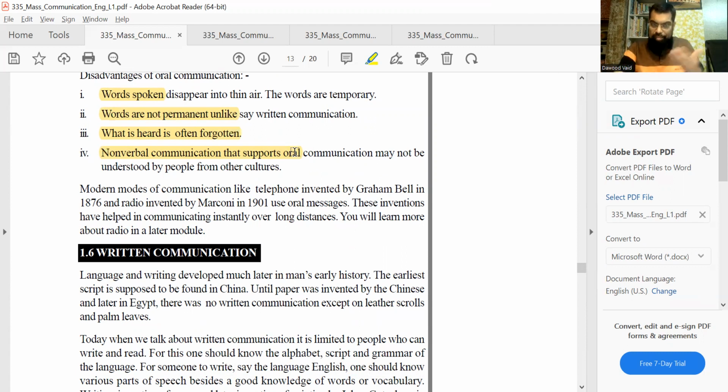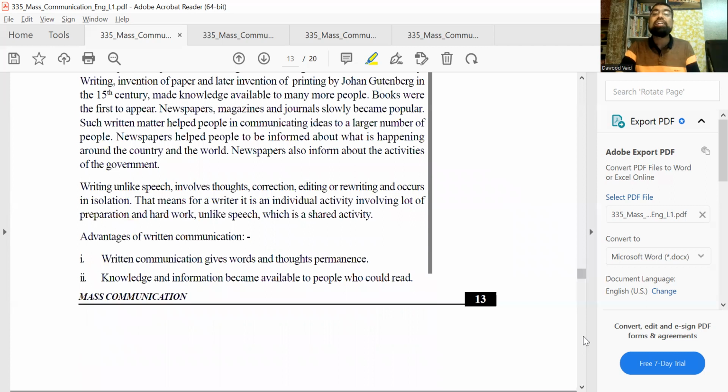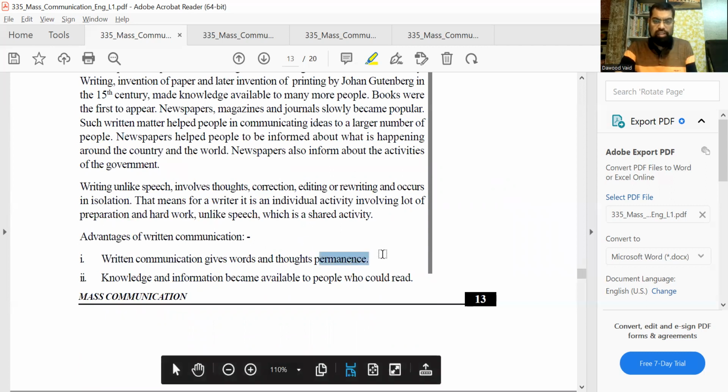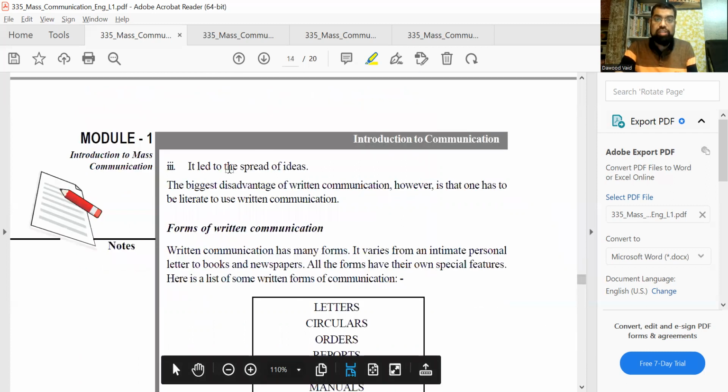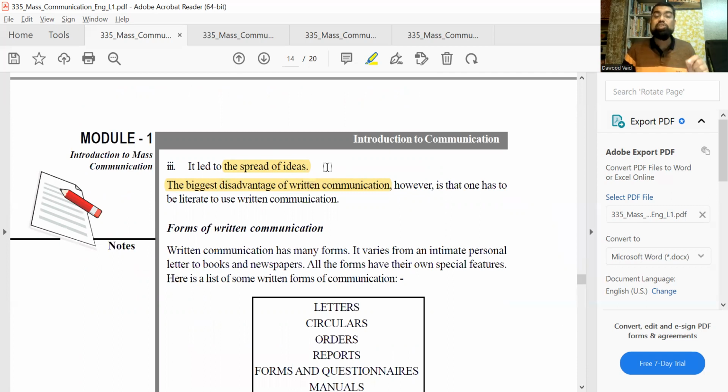Well, written communication: print media, a lot of text that you do, WhatsApp messages, all of these are written communication. What are the advantages? Of course, it is permanent. People could read it. It is long lasting. It can be used. It is spreading ideas. Lot of documentation today, all of it is written. The biggest disadvantage is it has to be written down. It is time consuming.